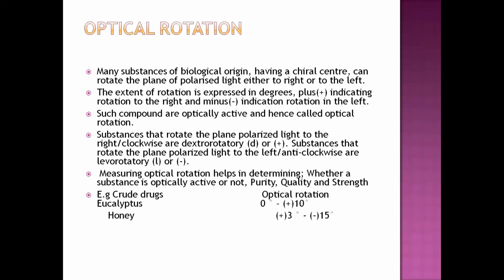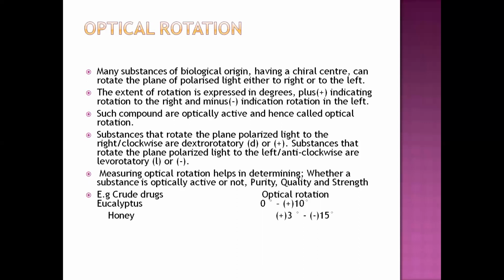If a plus sign is written under any drug, it means it has rotated the plane of polarized light to the right. If it is left, minus will be written, it means the drug rotates the plane of polarized light to the left. So such compounds are optically active and hence called optical rotation.